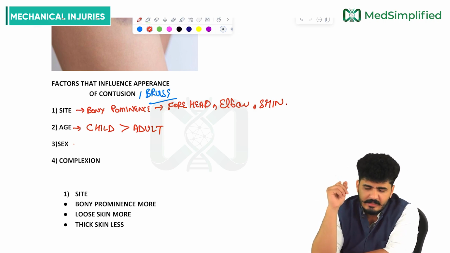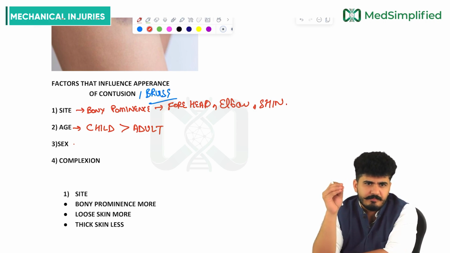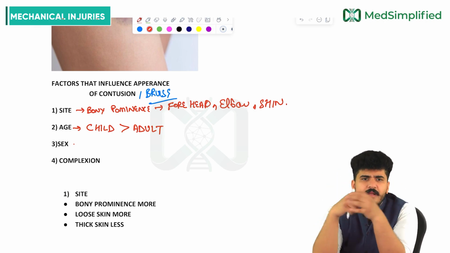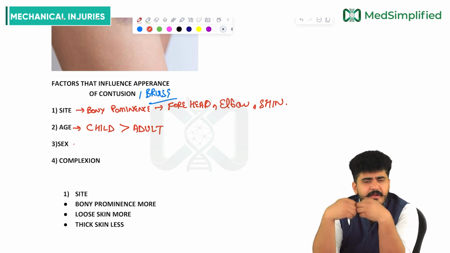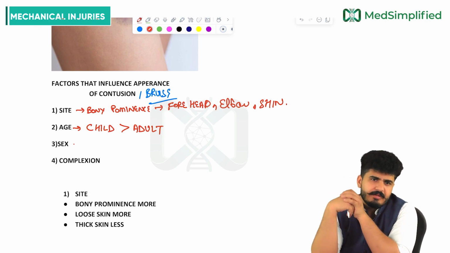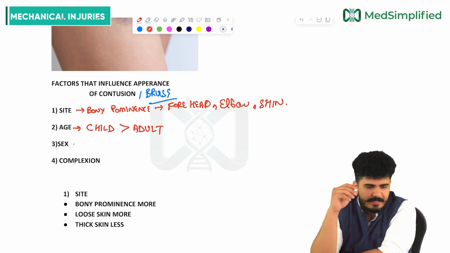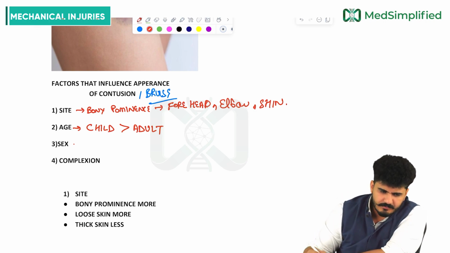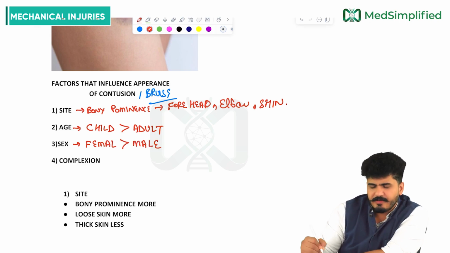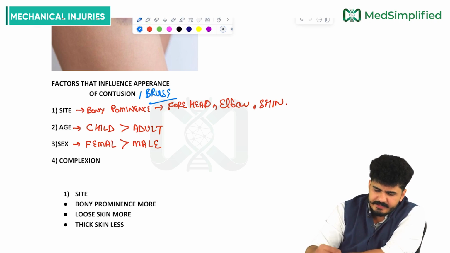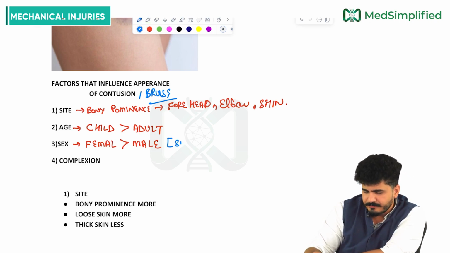Child skin will have more fat. Because of more fat, the skin is more flexible. That is why chances of getting a tear are less as compared to the adult. So there will be extravasation. This is one of the factors. Then sex, if we talk about female, bruising is more than in the male. Why female more than the male? The reason is very simple, that is subcutaneous fat.